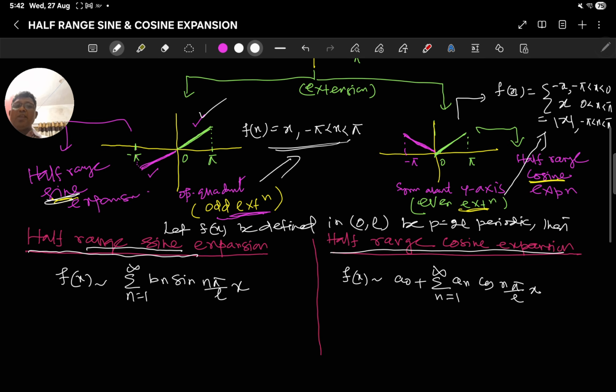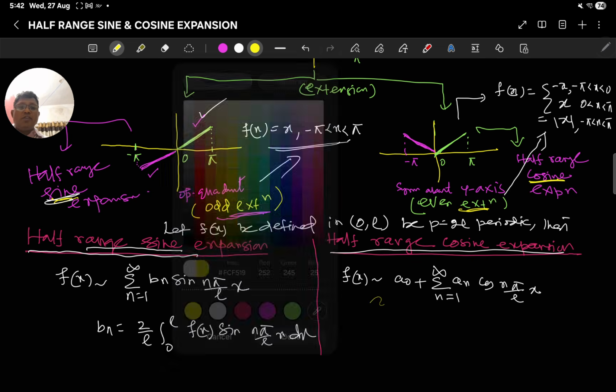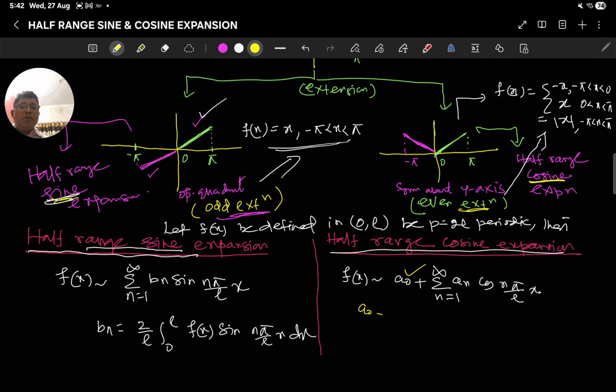So what is your b_n? Your b_n is equal to 2 by L integral 0 to L f(x) sin(n pi x by L) dx. Likewise, what is your a0 and a_n here? Your a0 is 1 by L integral 0 to L f(x) dx, and your a_n is equal to 2 by L integral 0 to L f(x) cos(n pi x by L) dx, right?